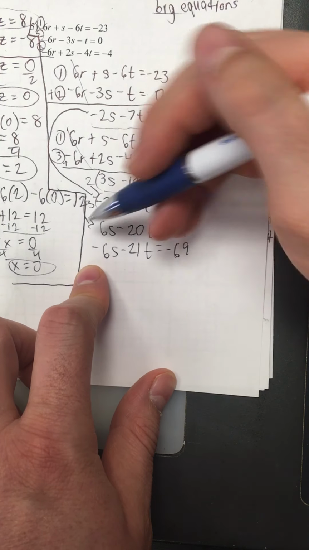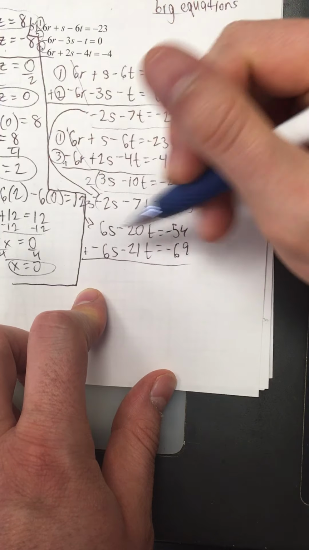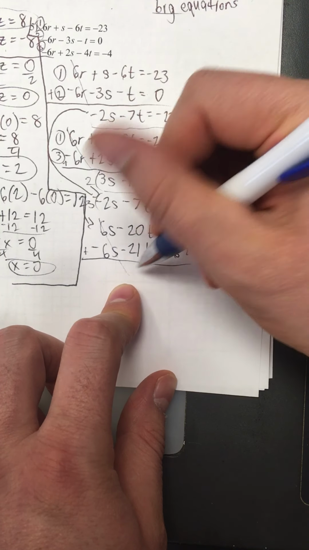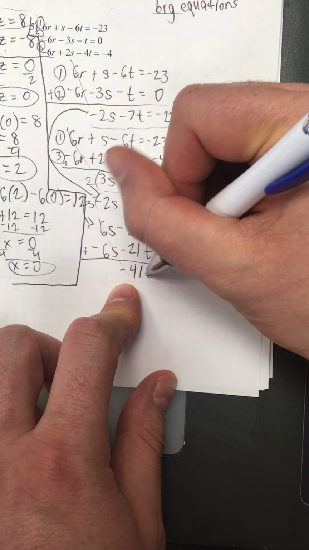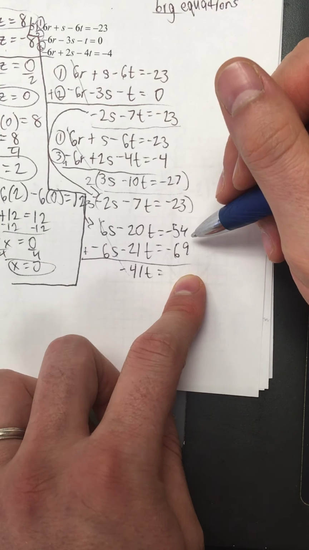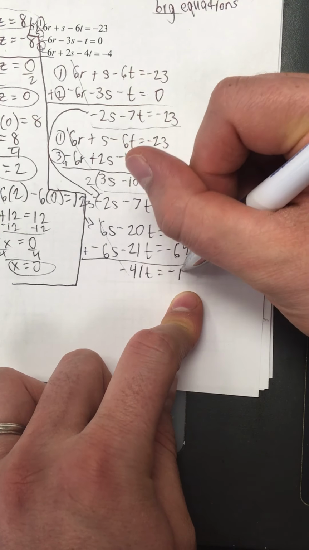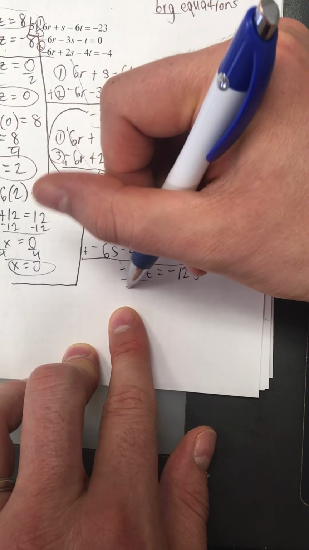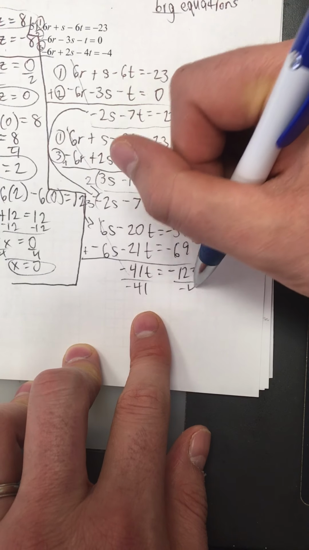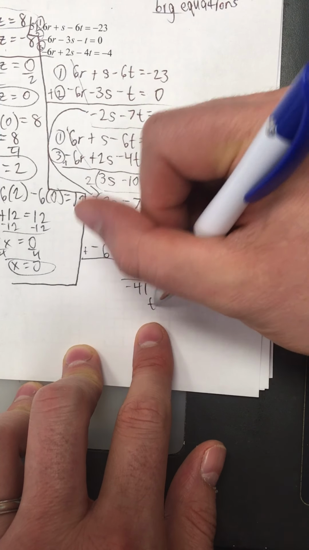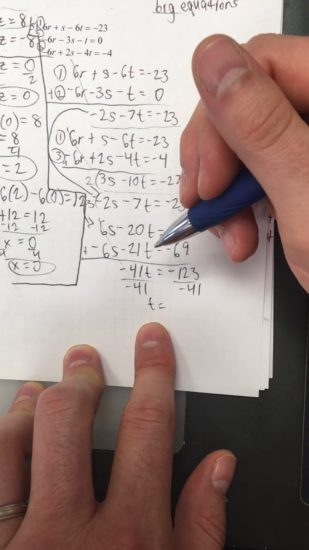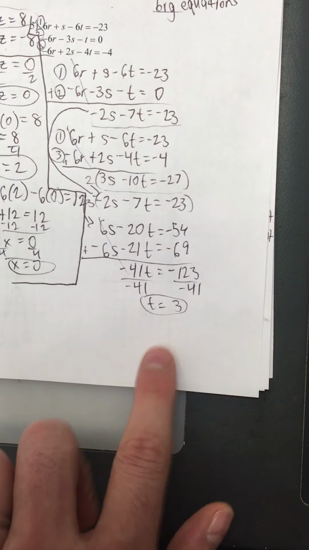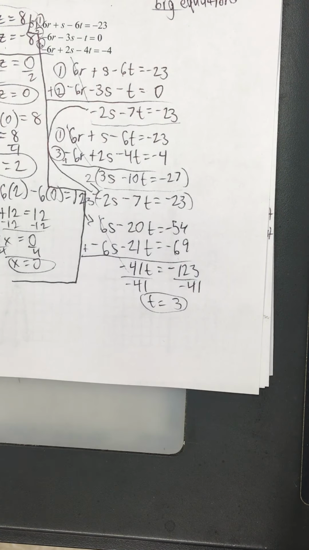All right, now we can add these equations together. I'm going to cancel out the s's. Negative 21t plus negative 20t is going to give me negative 41t equal to negative 54 plus negative 69, which is negative 123. And then now I can solve it. Divide by negative 41 gives me t equals positive 3. All that work. But once you have the first part of the answer, it's downhill from there.